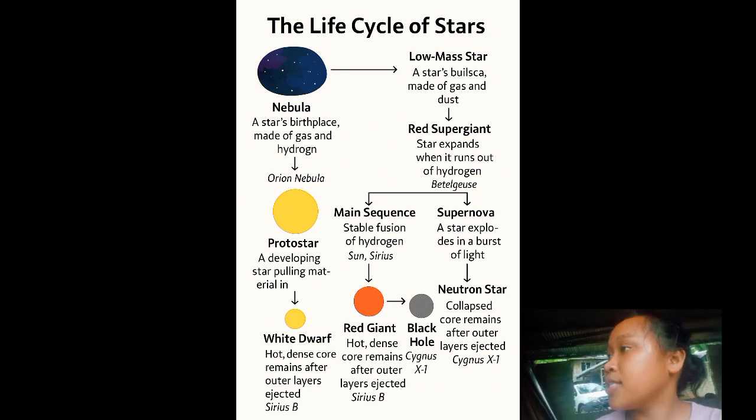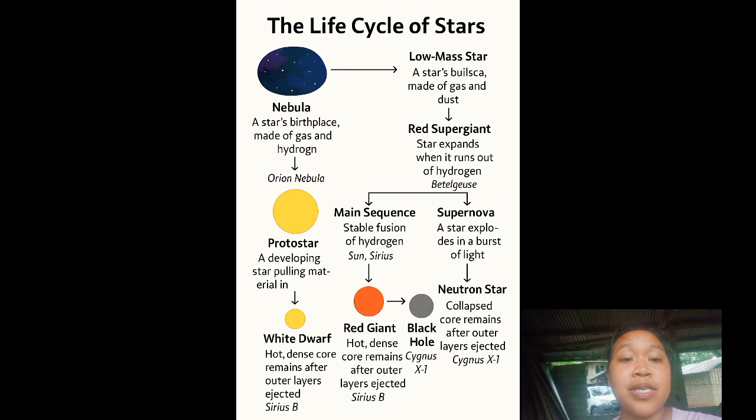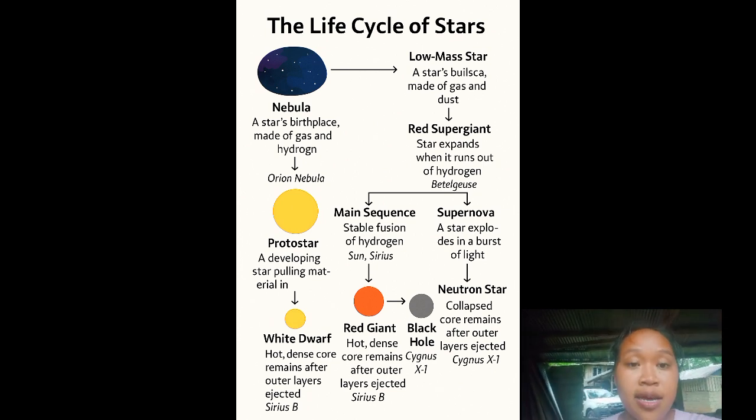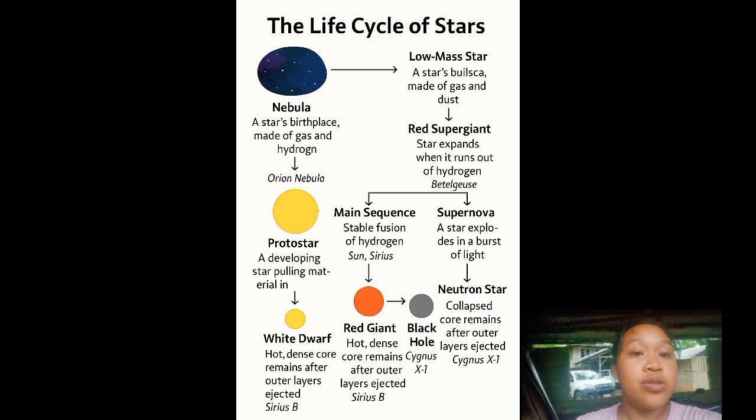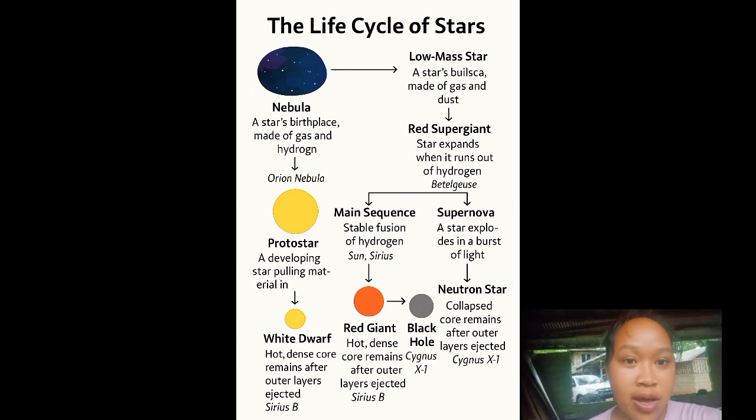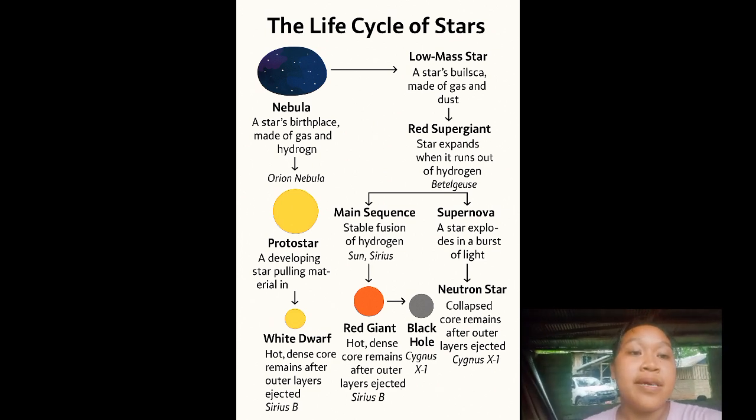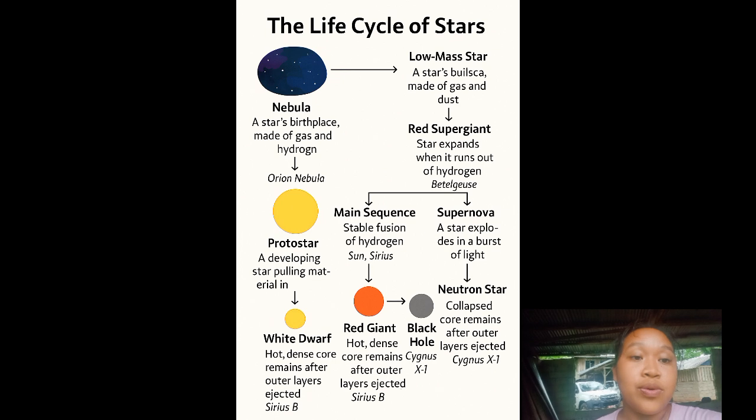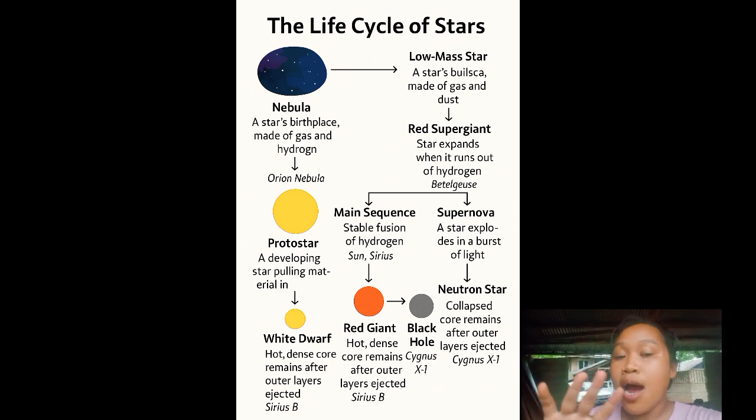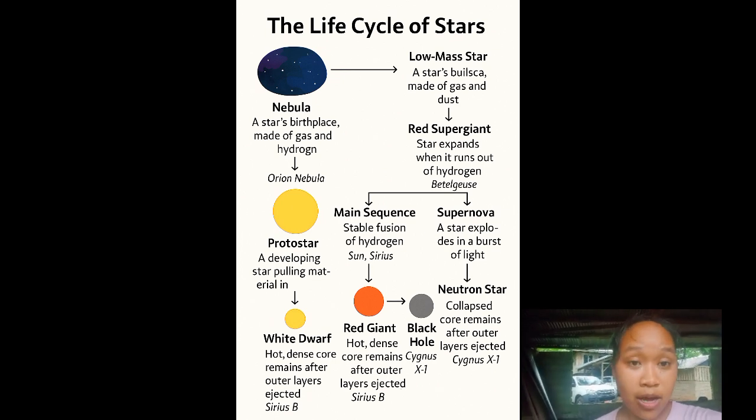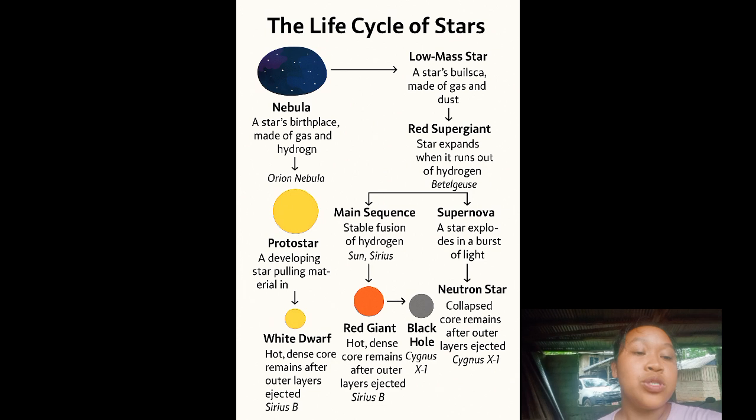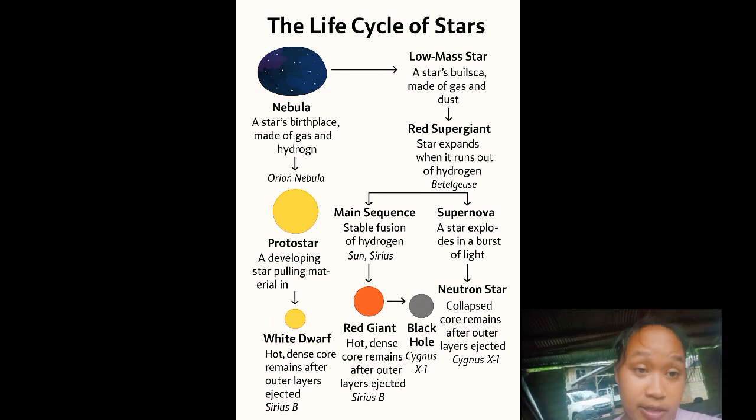In contrast, high mass stars evolve differently. They become red supergiants, then explode into a massive supernova. Depending on the remaining mass, the core collapses into a neutron star, or if massive enough, a black hole, one of the most mysterious objects in the universe.